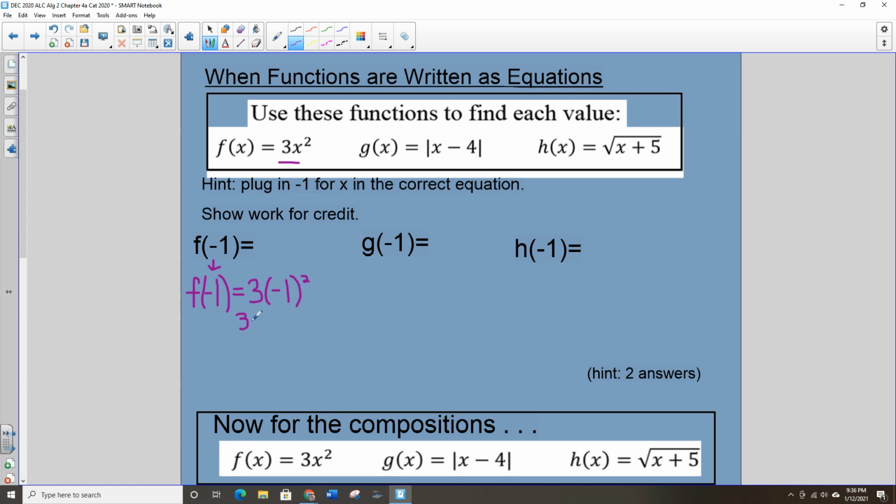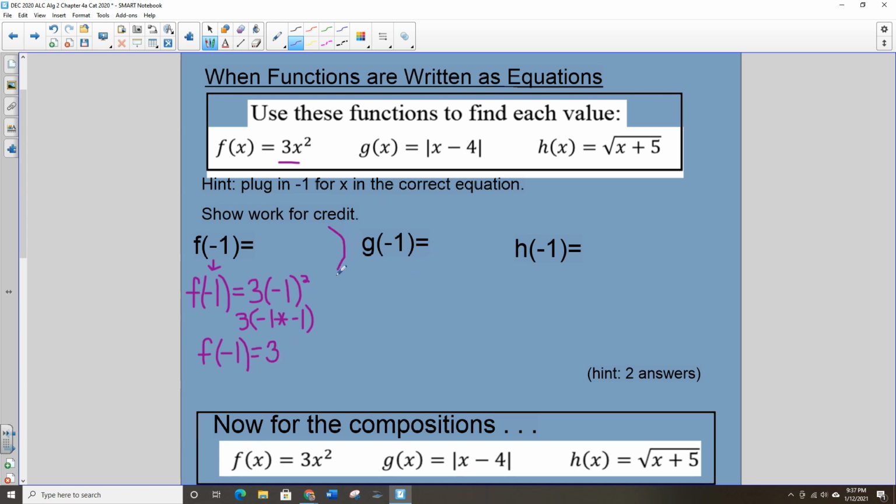And now I'm going to write this out longhand because I don't get to do that many problems with you in only 17 days of math. So I'm going to go like that. I'm going to say negative 1 times negative 1. And what's a negative times a negative? Hopefully you said a positive, and 1 times 1 is 1. So it turns out that if I plug in negative 1 for x in the function f, I get 3 times 1, or I get 3. So your correct answer is 3.